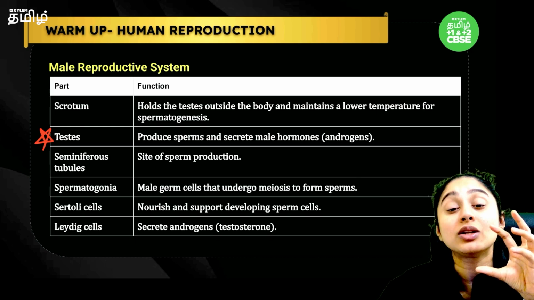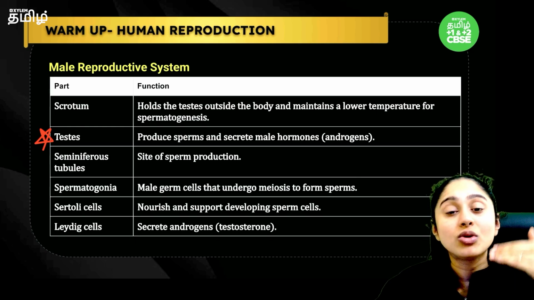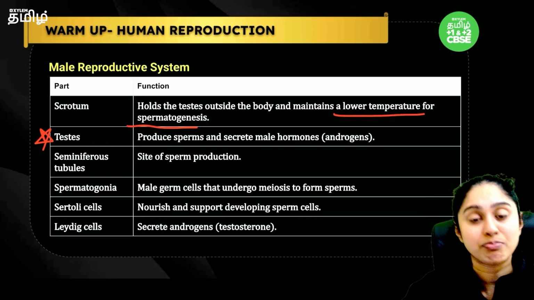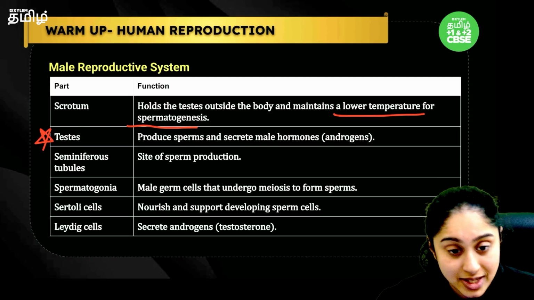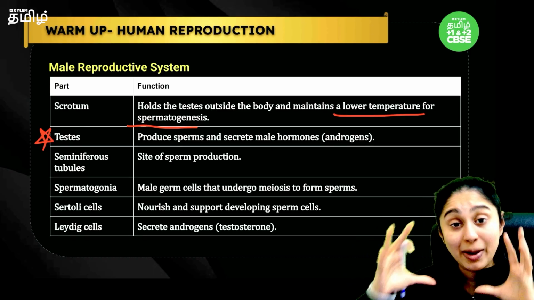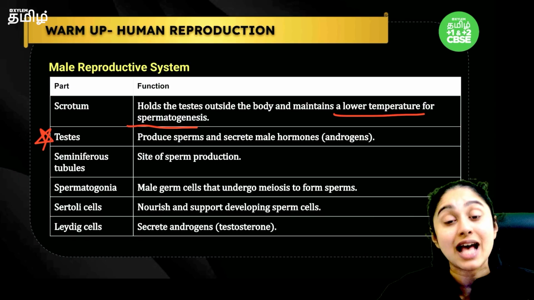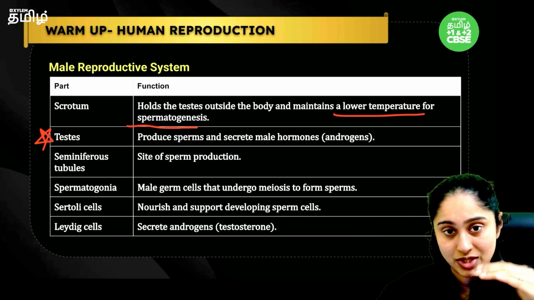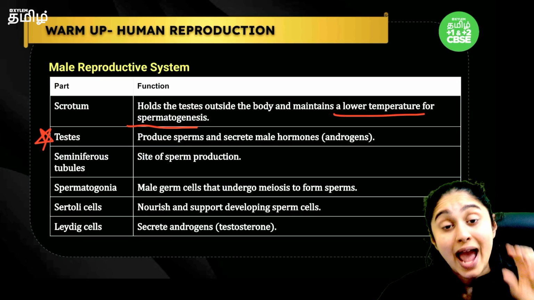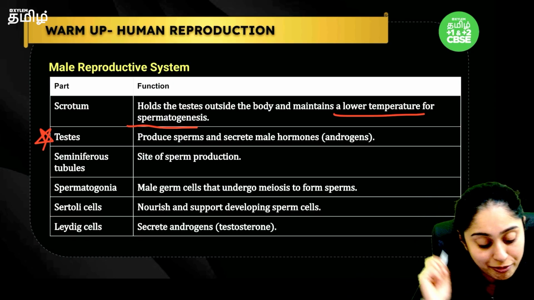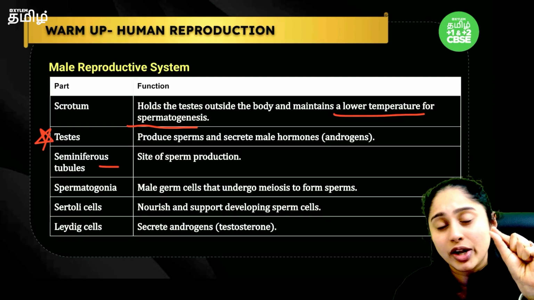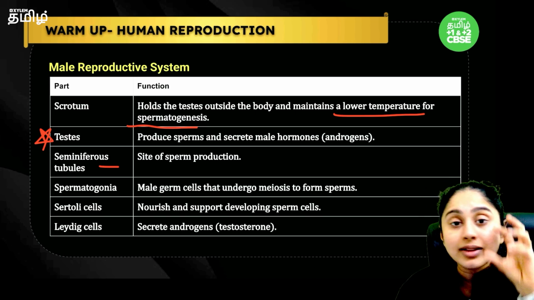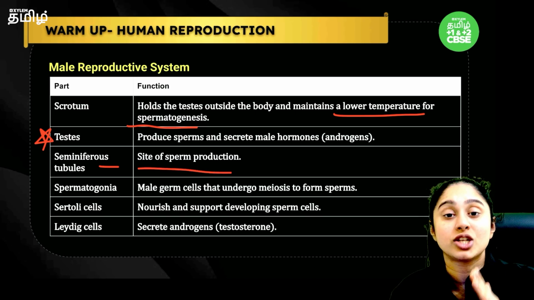Now this testis is situated outside the abdominal cavity. Why? Because the lower temperature is important for the process of spermatogenesis. Clear? So this pouch-like structure in which the testis is placed outside the body is known as the scrotum. Now inside the testis, it is divided into many lobes, and into each of these lobes we can find 2 to 3 small, supercoiled tubules, which we call seminiferous tubules. These tubules are the place where the actual sperm production takes place.